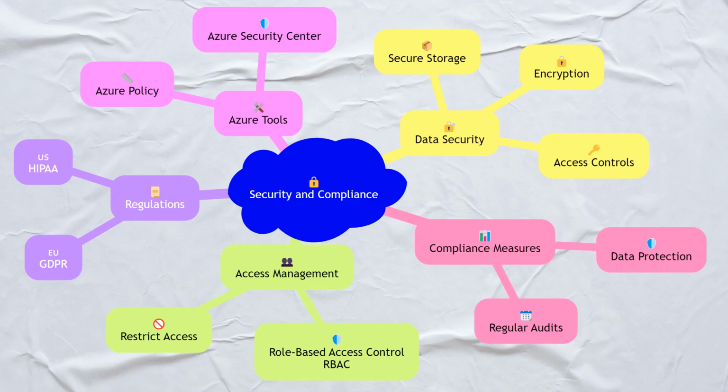Security and compliance are critical considerations when integrating Azure AI services into a CI/CD pipeline. Ensure that all data and models are securely stored and transmitted using encryption and access controls. Implement role-based access control, RBAC, to restrict access to sensitive resources. Additionally, comply with relevant regulations and standards such as GDPR and HIPAA by implementing data protection measures and conducting regular audits. Azure provides various tools and services such as Azure Security Center and Azure Policy to help manage security and compliance effectively.